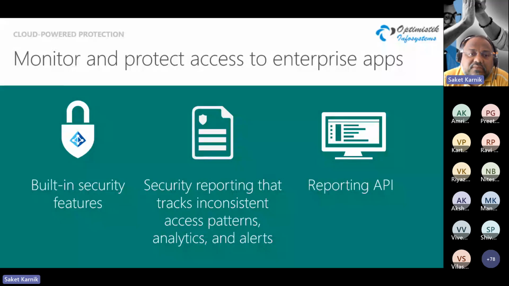By default, there is a governance system which does all the security reporting. It is responsible for tracking inconsistent access patterns, meaning any unauthorized access being attempted, phishing attacks or hacking attacks being made, then the analytical data based on that, and alerts also if some critical situation is detected. Say 1,000 requests per second being received from one specific IP for the login, and all 1,000 are unsuccessful, which itself is an alarming situation. So alerts are also generated. And then at the end, you have the complete reporting API driven by dashboards, where you can see exactly what's going on.